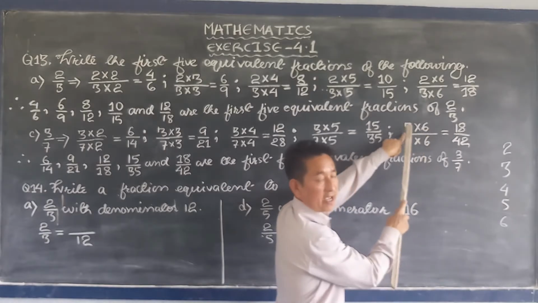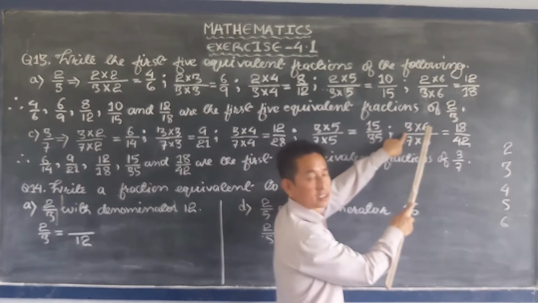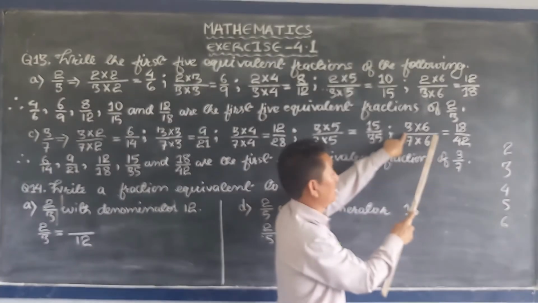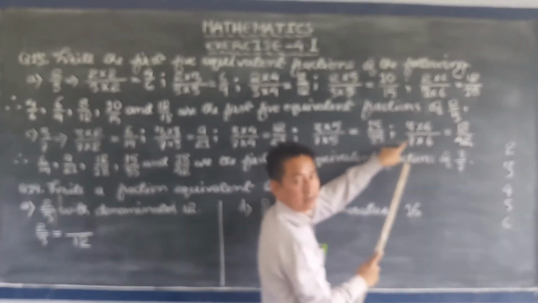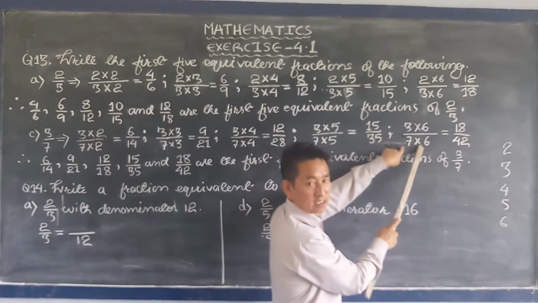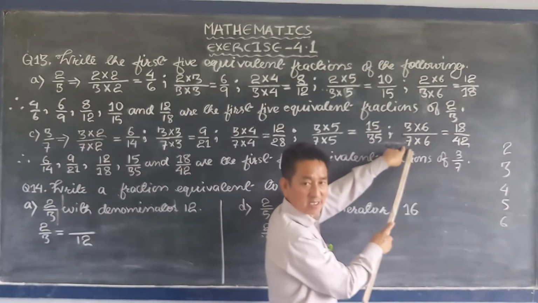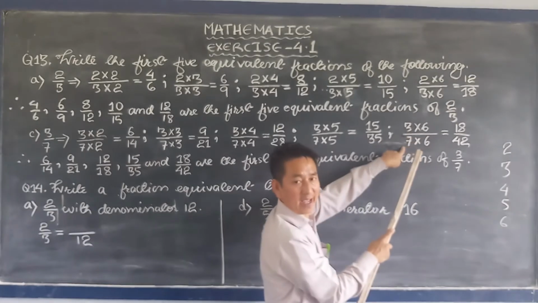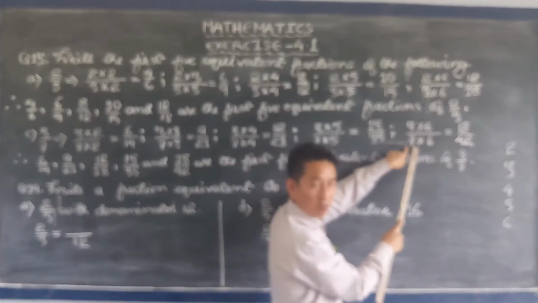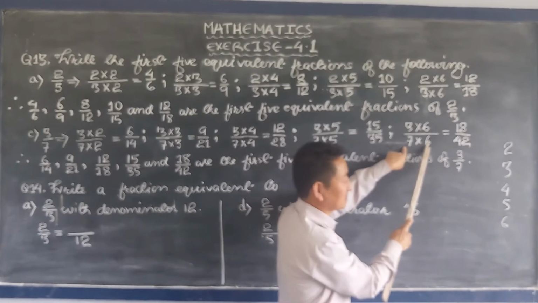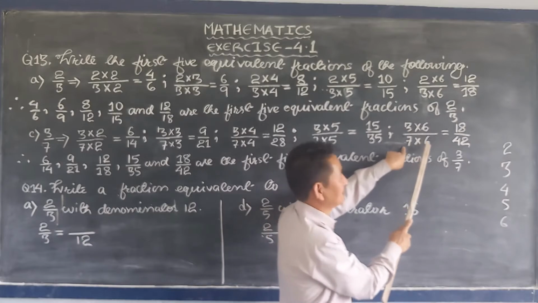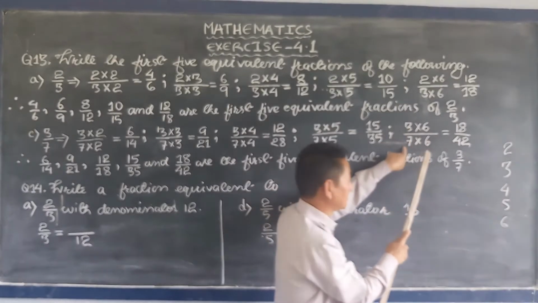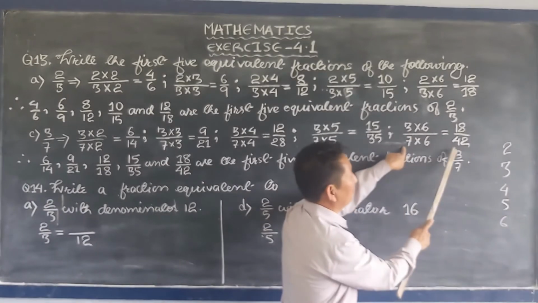3 into 6: 6 1s are 6, 6 2s are 12, 6 3s are 18. Now 7 into 6: 6 1s are 6, 6 2s are 12, 6 3s are 18, 6 4s are 24, 6 5s are 30, 6 6s are 36, 6 7s are 42.